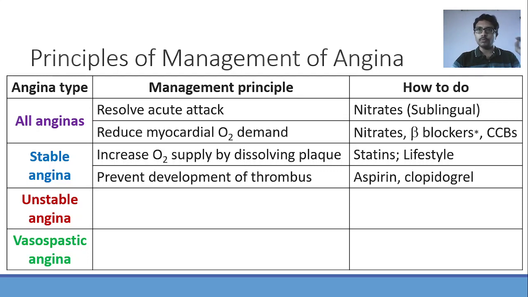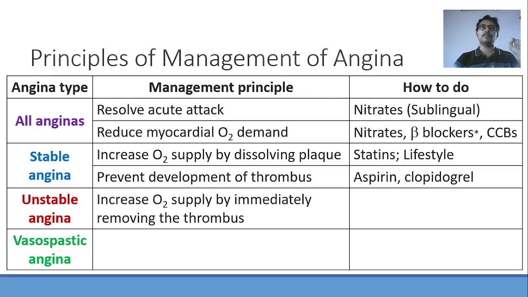Next is unstable angina. The most dangerous variant of angina is unstable angina. So what is the management principle there? On priority, you should remove this thrombus. You should make sure that this thrombus does not evolve, or does not get dislodged and become an embolus. So that is the priority management principle there. Increase oxygen supply by immediately removing the thrombus, and for that no drug is effective. You have to go for intervention, PCI, percutaneous coronary intervention, or CABG, coronary artery bypass grafting. And that is the reason why unstable angina has been placed under the category of ACS.